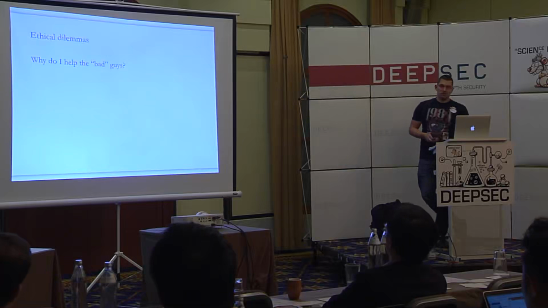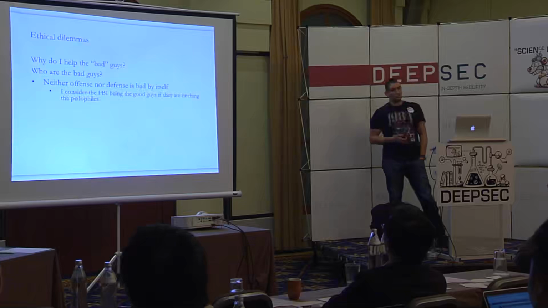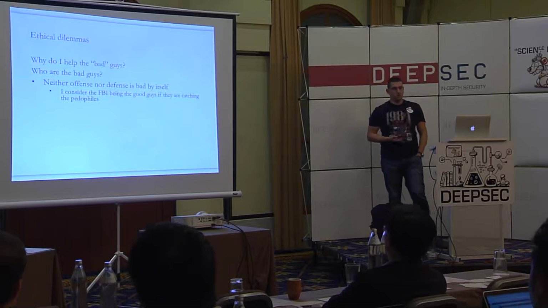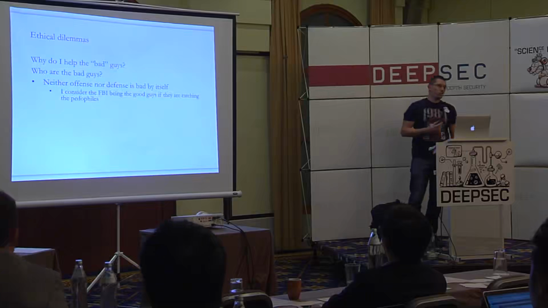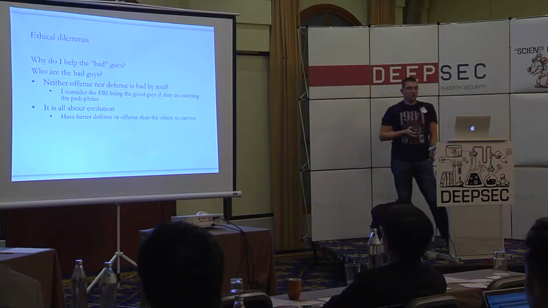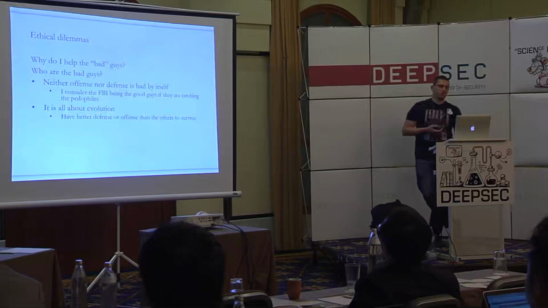There are some ethical dilemmas with my research. For example, why do I help the bad guys? And I always ask, who are the bad guys? Because in my point of view, neither offense nor defense is bad by itself. For example, whenever the FBI targets pedophiles, I believe this kind of framework can really help and make the world a better place. And I also do believe in evolution. If you already know about this attack and you work on the defensive side and prepare yourself against this kind of attack, then you are in a better position than all your neighbors.